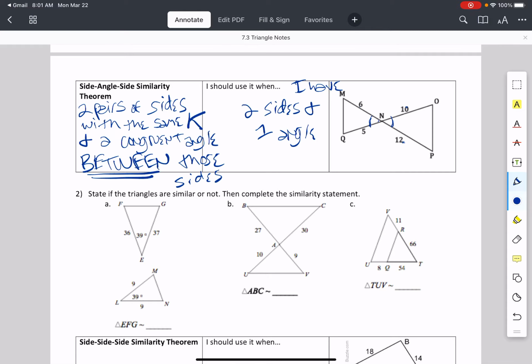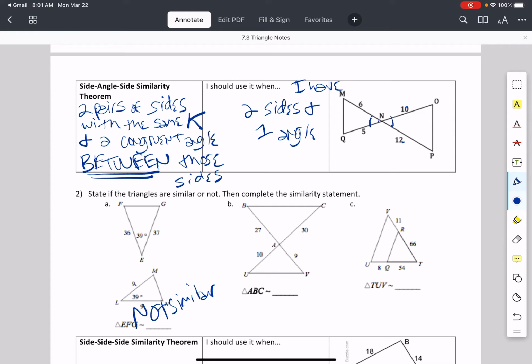Okay, let's look at 2A. So they have the congruent angle, right? But is 36 over 9 going to be the same scale factor as 37 over 9? No, so these ones are not similar. Because we have to have a congruent angle between sets of sides that have the same scale factor. Are there any questions so far? No? Okay.